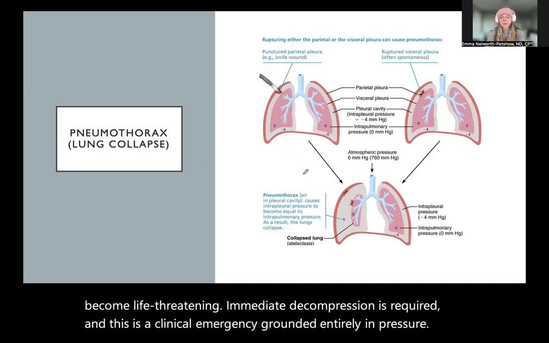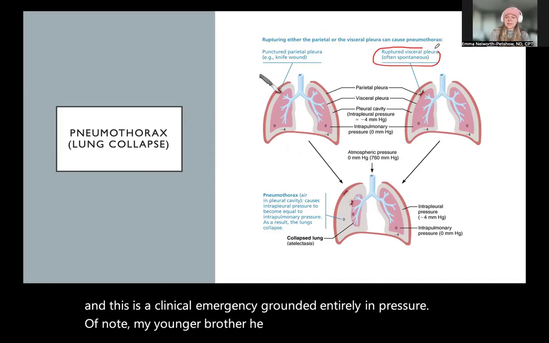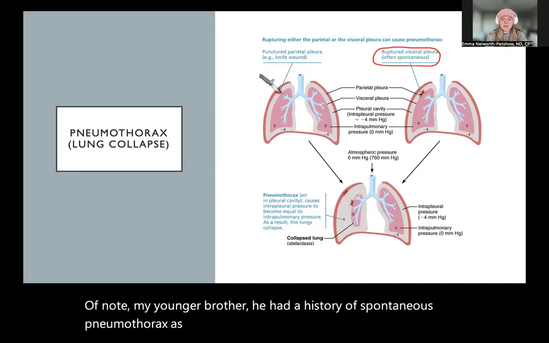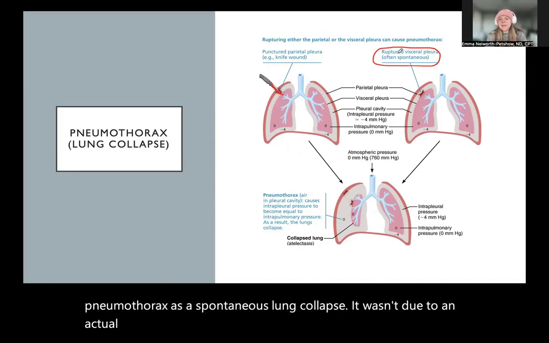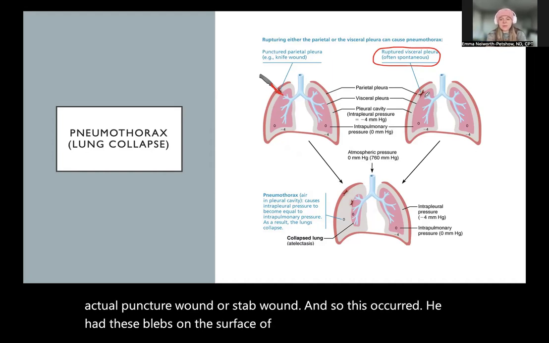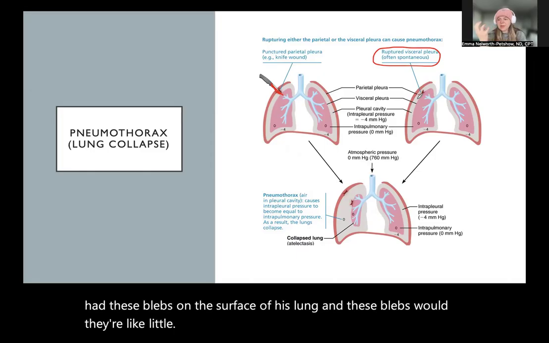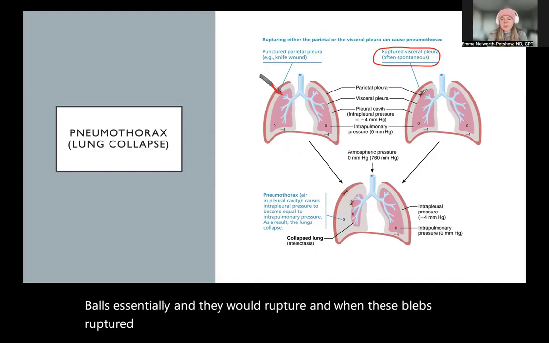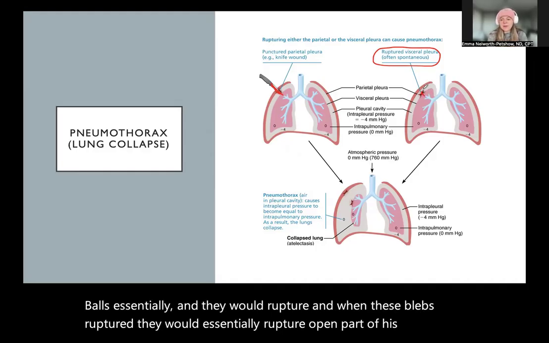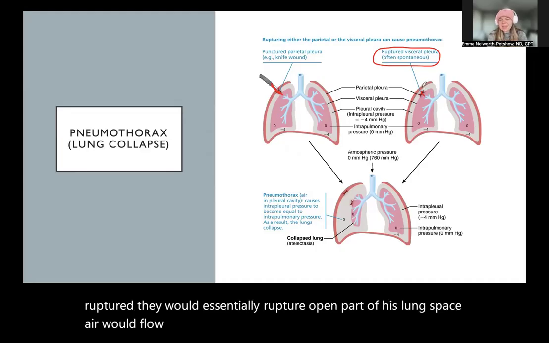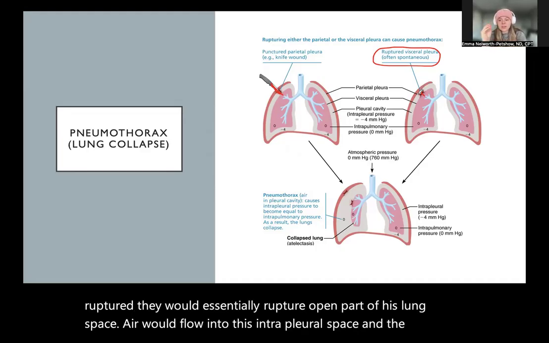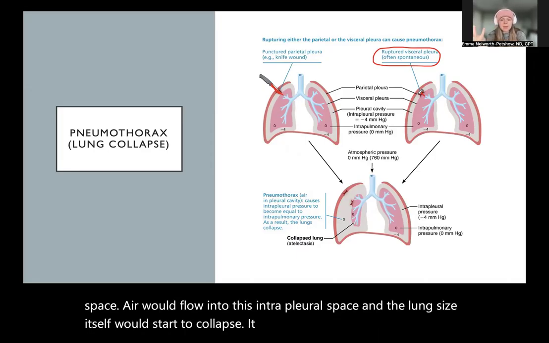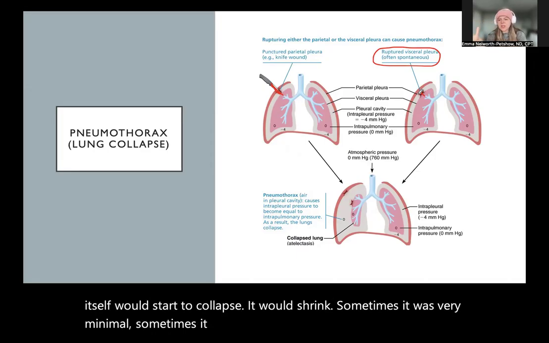Of note, my younger brother had a history of spontaneous pneumothorax, so spontaneous lung collapse that wasn't due to an actual puncture wound or stab wound. He had these blebs on the surface of his lung, like little balls essentially, and they would rupture. When these blebs ruptured, they would essentially rupture open part of his lung space. Air would flow into the intrapleural space, and the lung itself would start to collapse. It would shrink. Sometimes it was very minimal, sometimes it was a very obvious, very large pneumothorax.